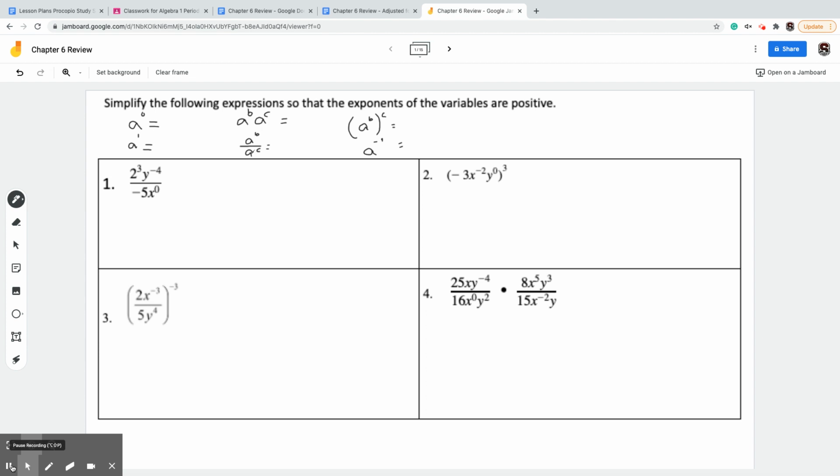Pause and try to fill them out. Did you get them right? Maybe you put them in your own words, but these are the rules. So let me walk through how to do number 1.